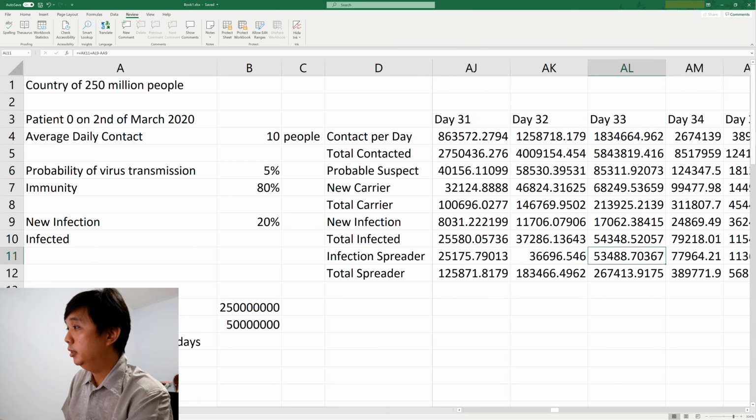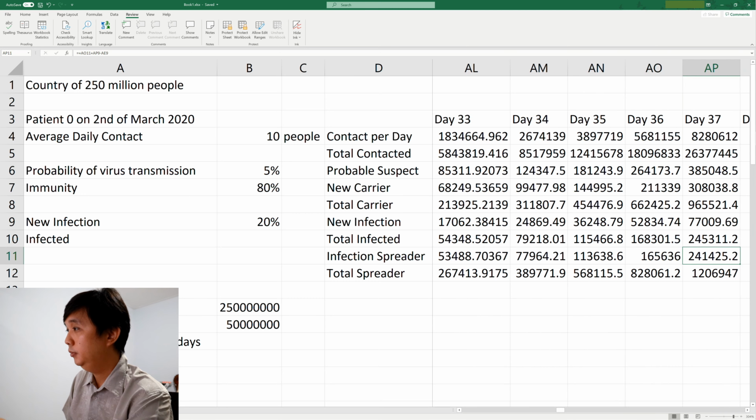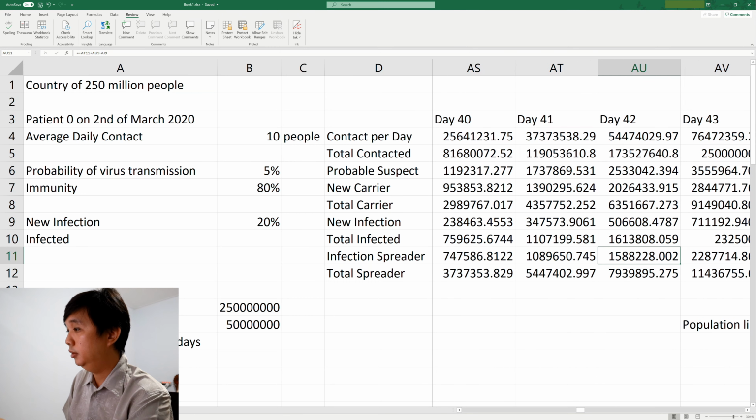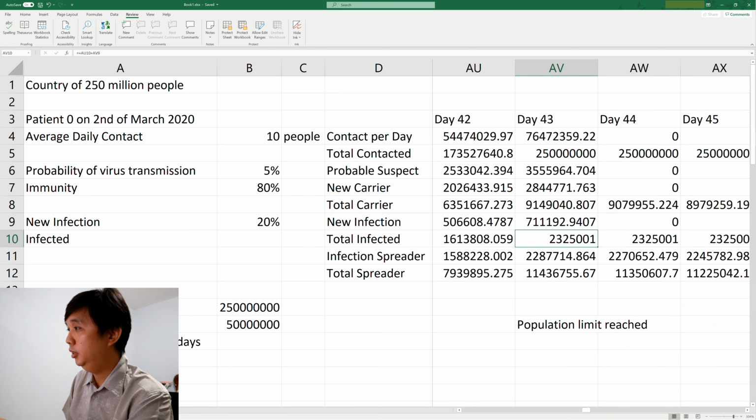With this assumption, we can see on day, let's say day 30, day 43, I think. On day 43, we will reach the population limit. So all 250 million people have been in contact with corona already.